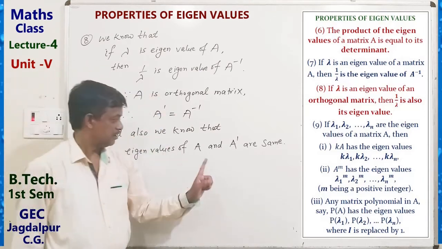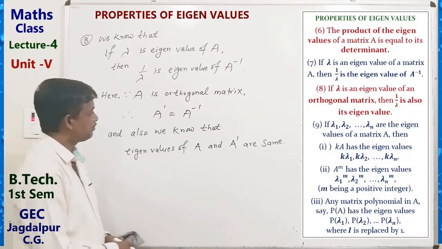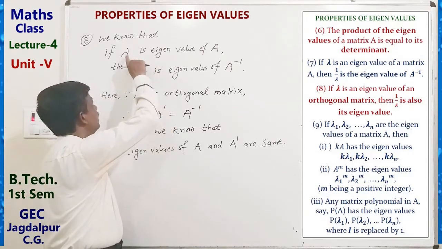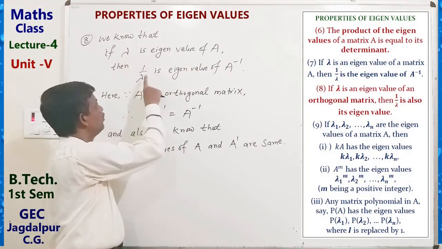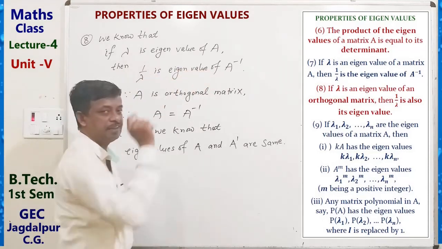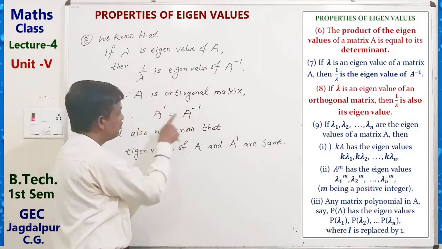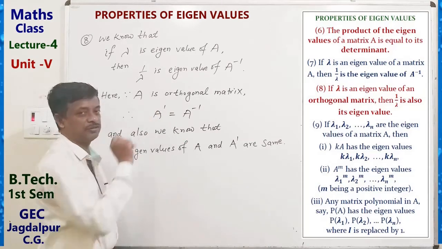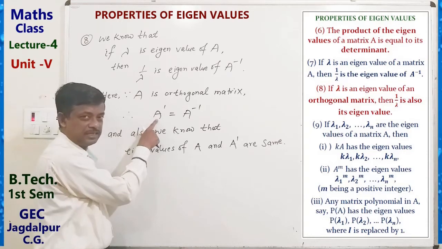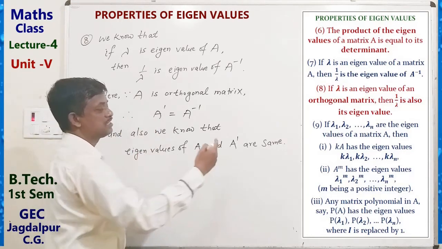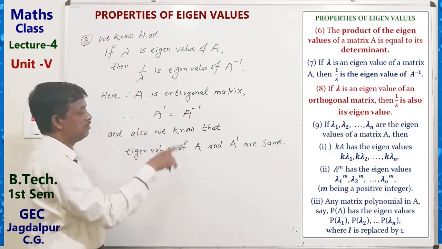First property: A and A dash have the same eigenvalues. Here, if lambda is an eigenvalue of A, then 1 by lambda is an eigenvalue of A inverse. We know that 1 by lambda is an eigenvalue of A dash for an orthogonal matrix, because both are the same. So 1 by lambda is an eigenvalue of A dash. And we know that A and A dash have the same eigenvalues. So 1 by lambda is also an eigenvalue of A.